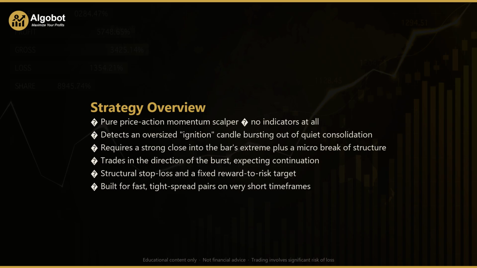The default playground for this strategy is a tight spread, fast-moving pair such as the euro-dollar on the 1-minute chart. The logic works because real range expansion off a compressed base tends to extend a little further before it mean reverts, and we only take the trade when conviction is obvious.